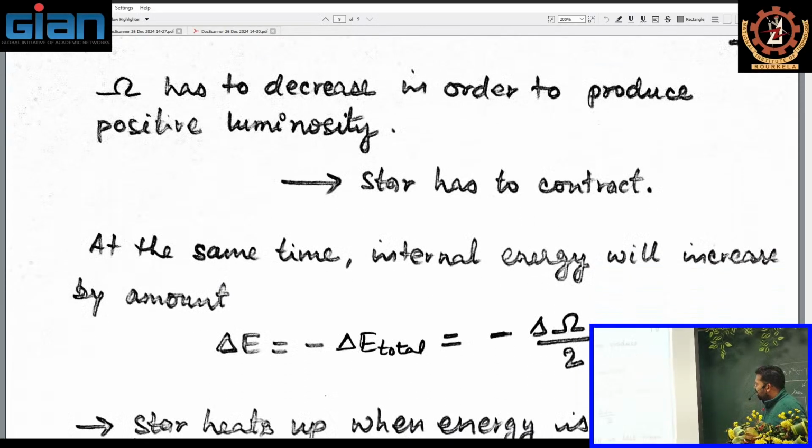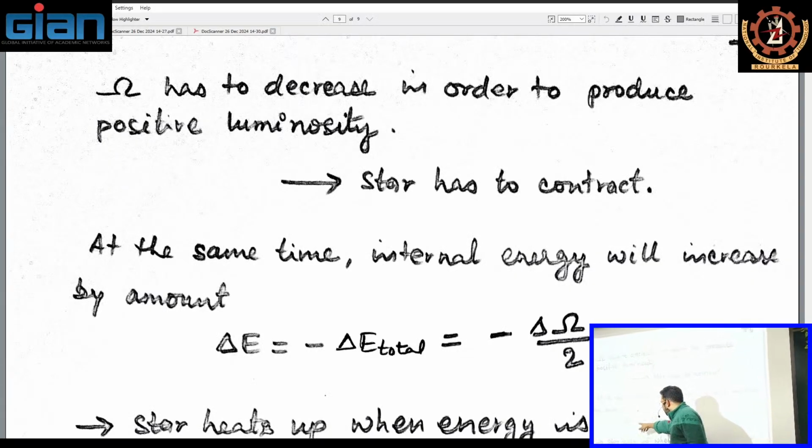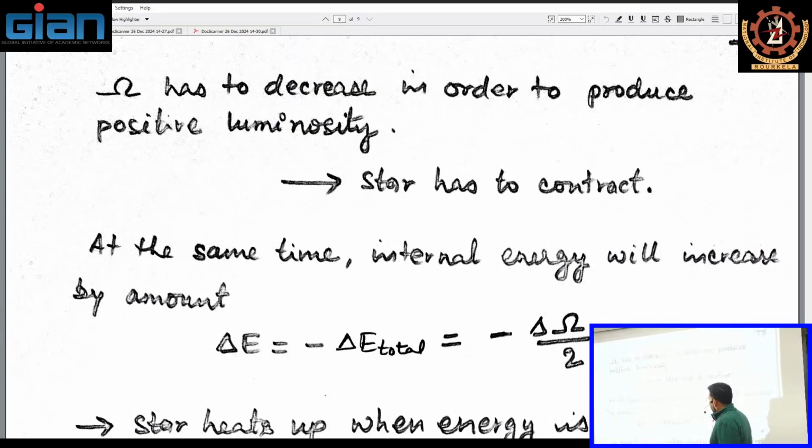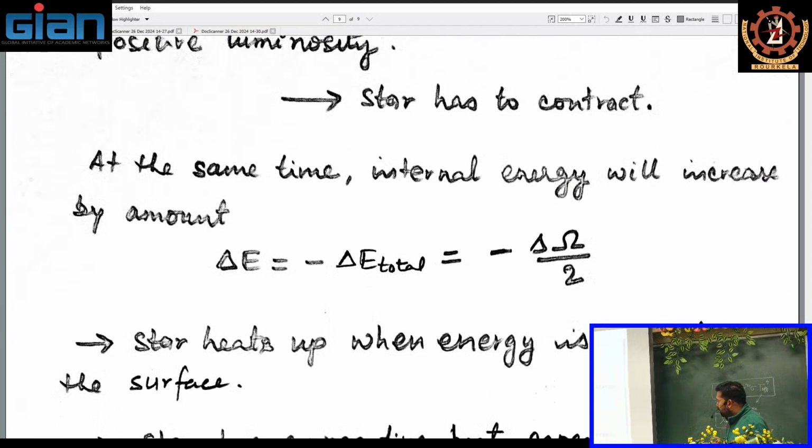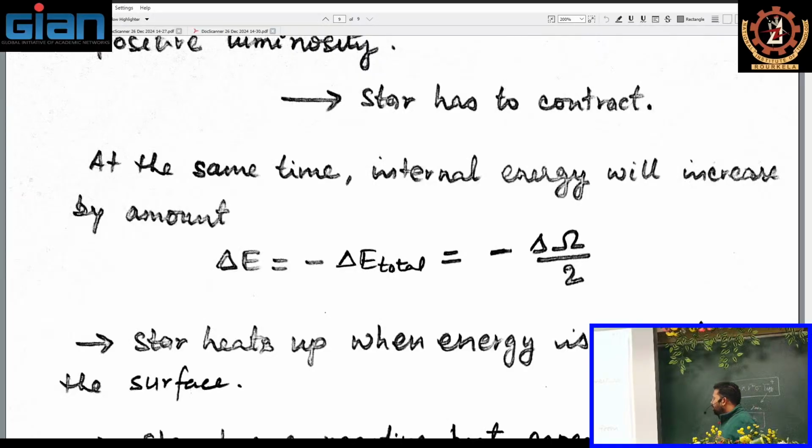At the same time, if you look at the internal energy, the internal energy will increase by an amount, let's say delta E. Delta E would be equal to minus delta of E total, and this will be nothing but minus delta omega divided by 2. So what will happen? The star heats up when the energy is lost from the surface.